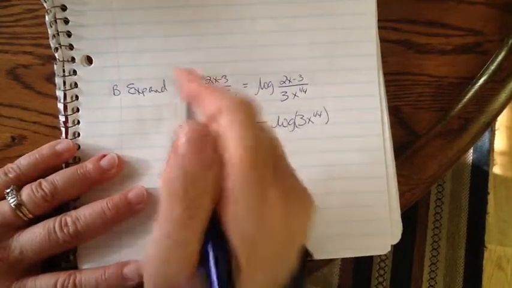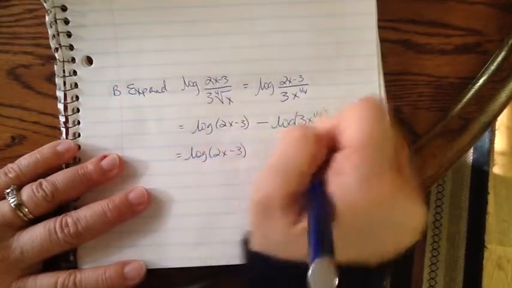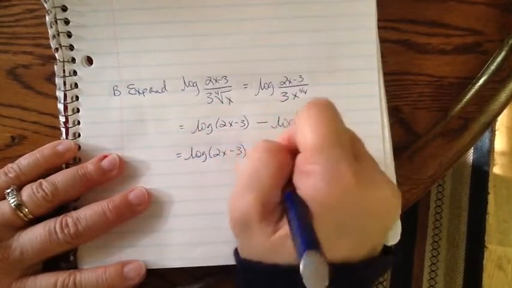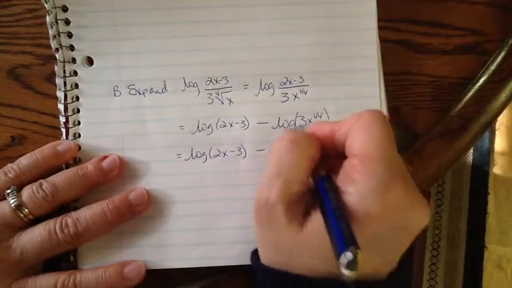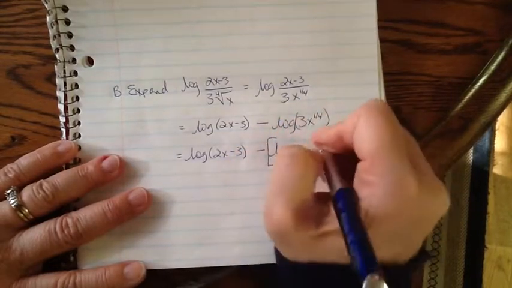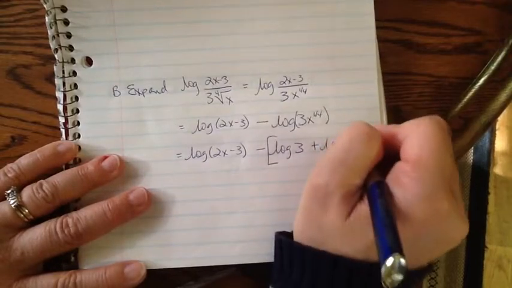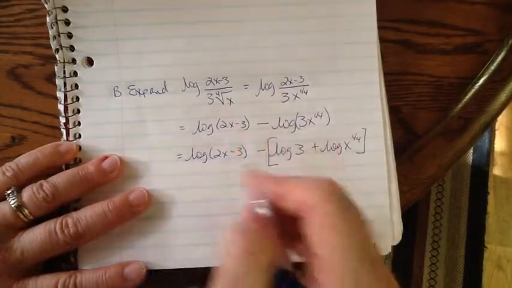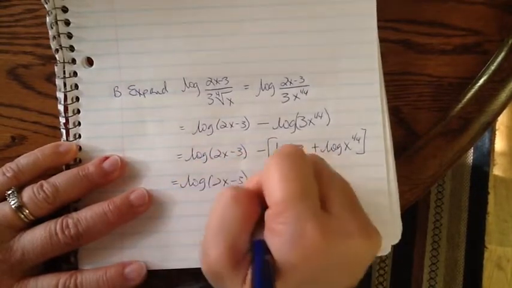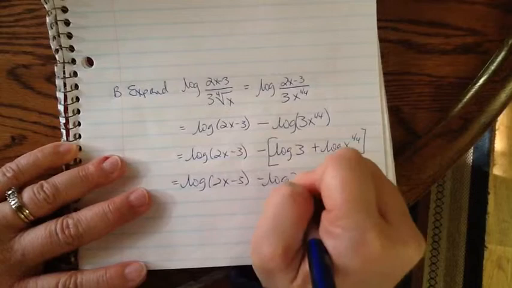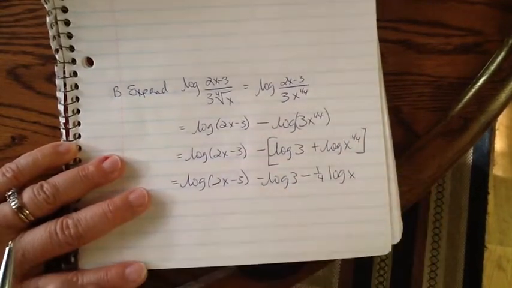I can do nothing else with this one, so I'm just going to rewrite it. 2x minus 3. But I'm going to expand this. This is minus log 3. Now usually when they're multiplied, I could actually put plus log x to the 1/4. Because this is minus the whole thing, I'll rewrite it again. And I've got log (2x minus 3) minus log 3 minus 1/4 log x. And I've now expanded it.